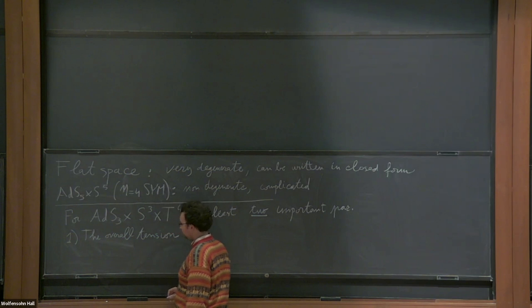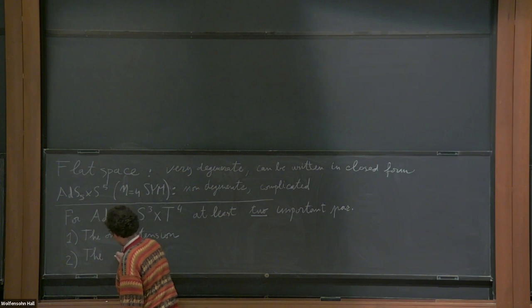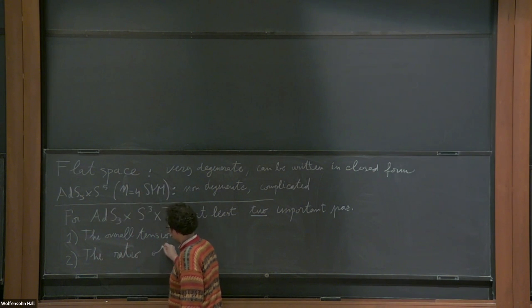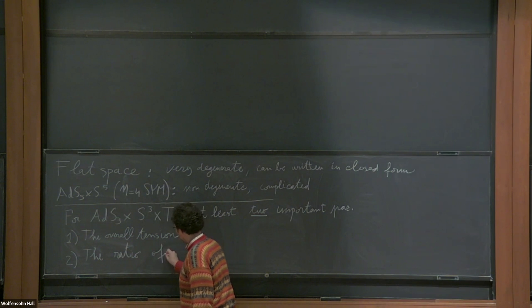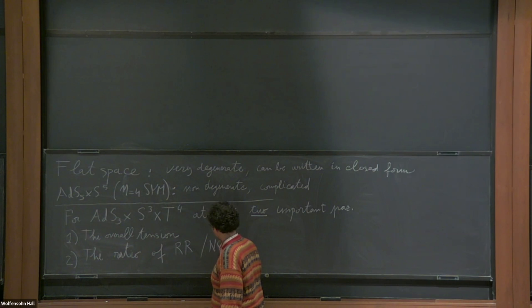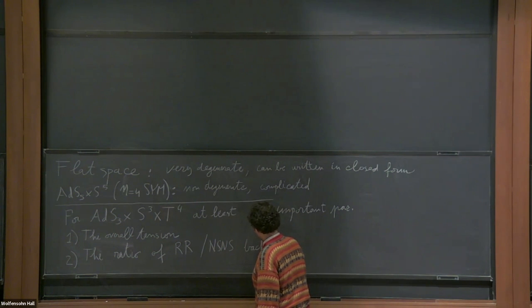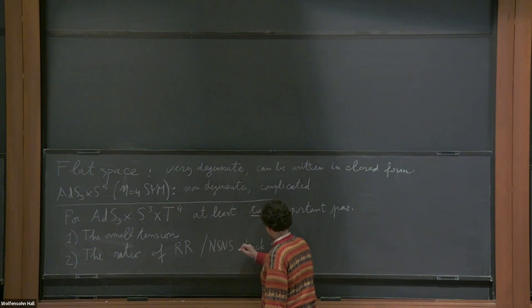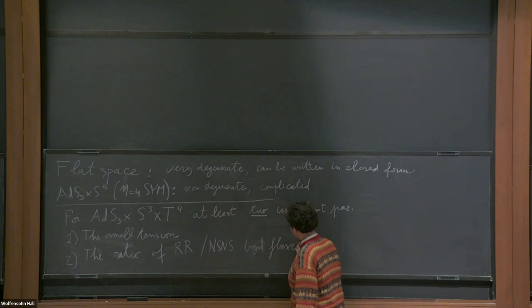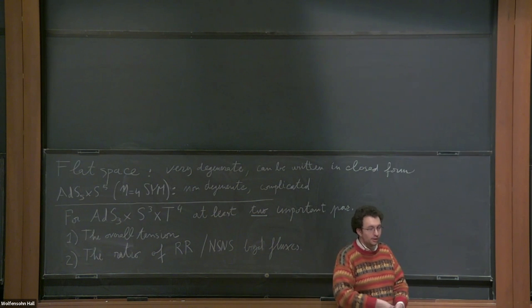Of the string, and two is the ratio of Ramond-Ramond versus NS-NS background fluxes. Indeed, this particular background can be realized as a near-horizon limit of a D1-D5 system.